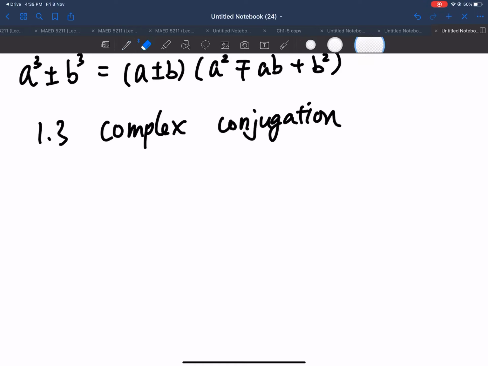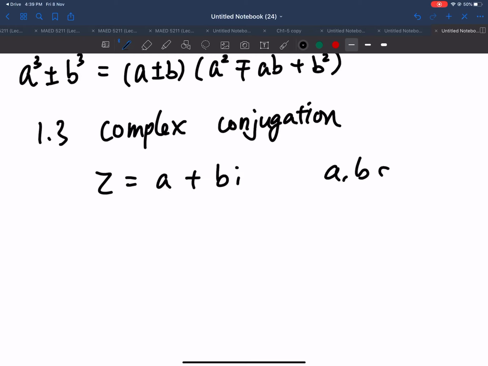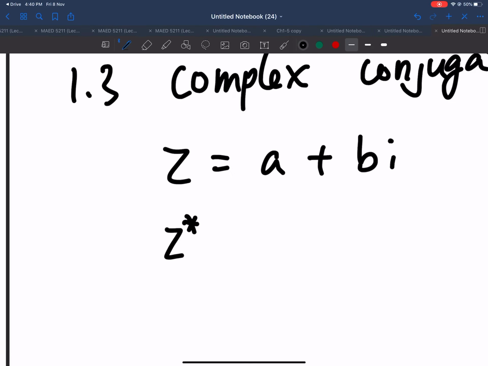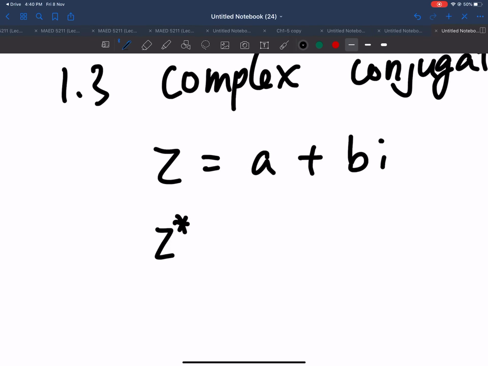So for complex conjugate, the definition is this one. If C is equal to A plus BI, and A and B belong to the real numbers, okay? The complex conjugate, you just put a star on the right top of the number. This is the complex conjugate of C.